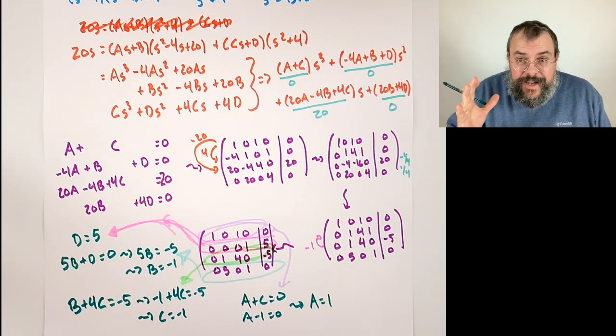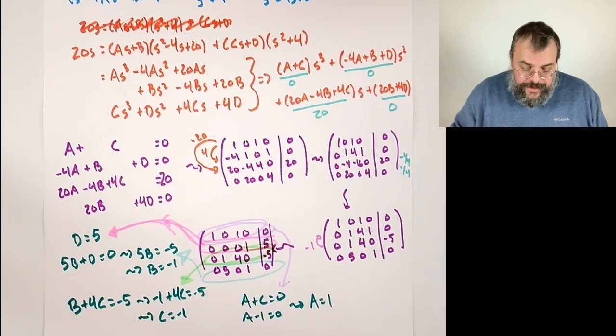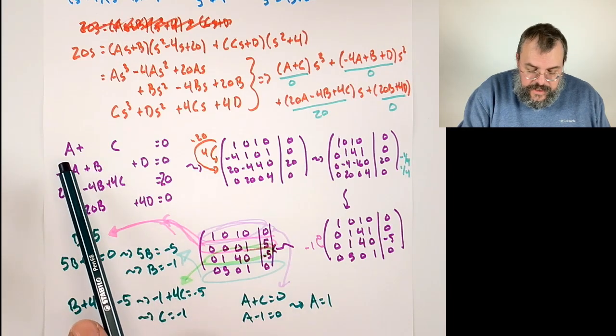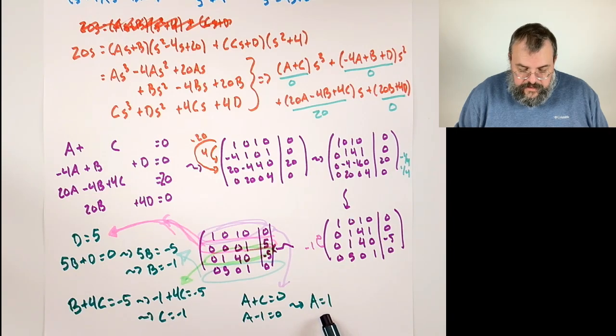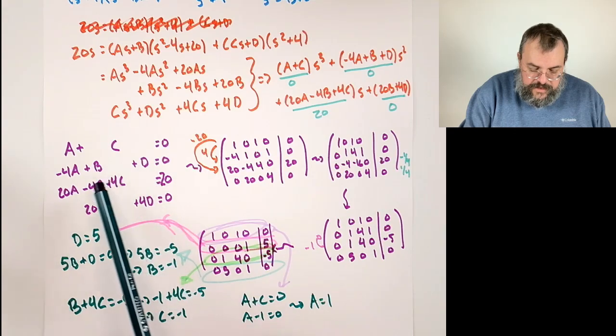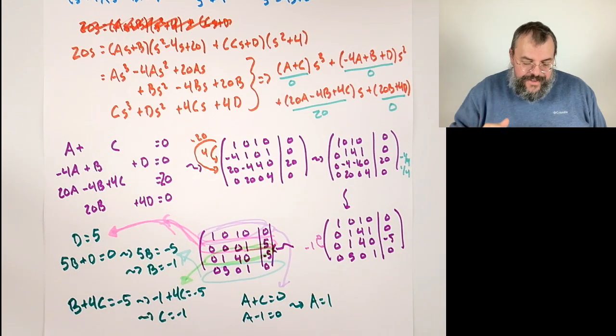What if you're paranoid? You're like, oh dear, did I make a mistake? What can you do? Well, if you have these answers, you can go back and check. Okay, a plus c. 1 plus minus 1. Yeah, that equals 0. Minus 4a plus b plus d. Okay, so minus 4a, so that would be minus 4. Plus b would be minus 1. Plus d would be plus 5. So minus 4 minus 1 plus 5. Yeah, equals 0. Nice, good.